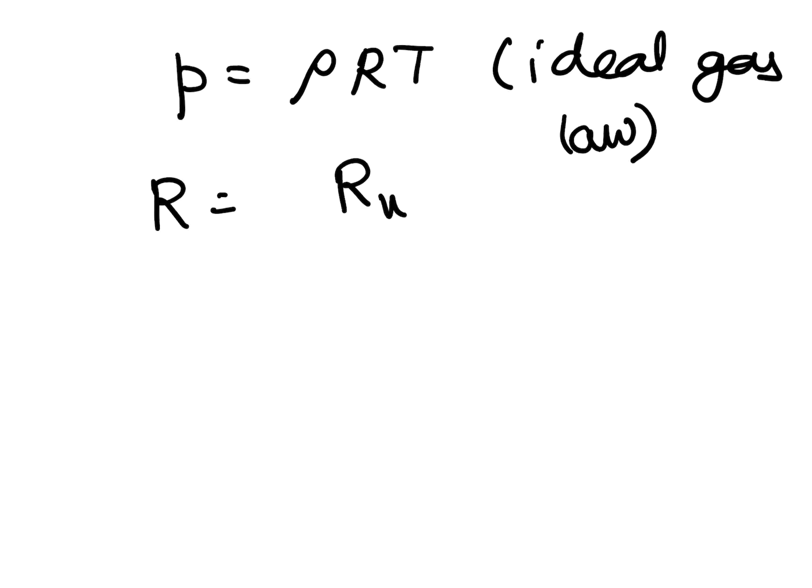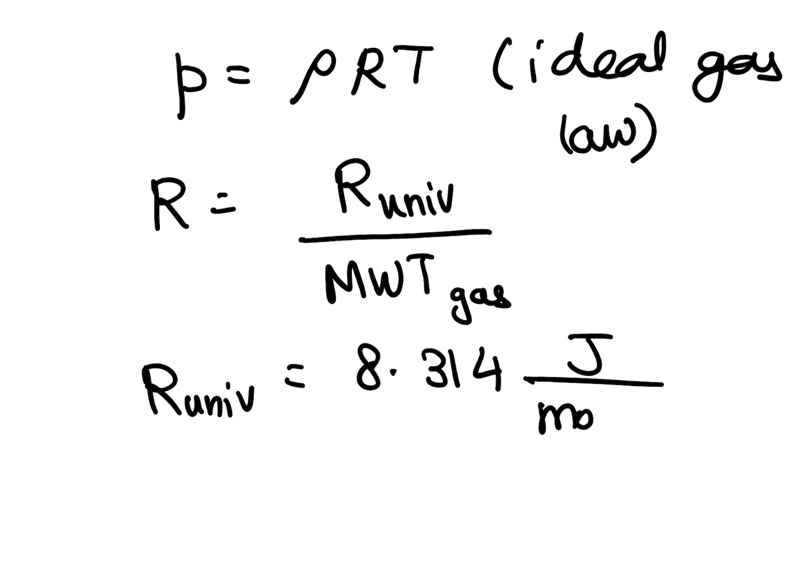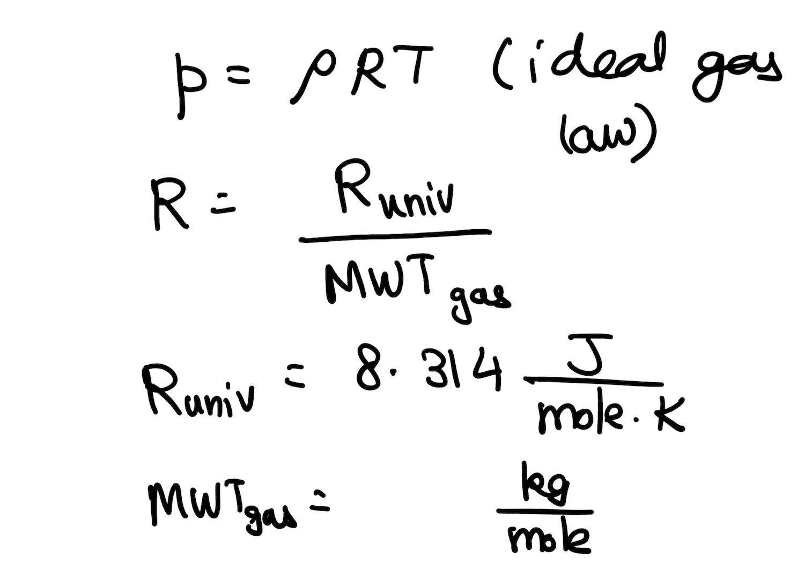R is defined as the universal gas constant divided by the molecular weight of the gas. R universal is 8.314 joules per mole per Kelvin, and molecular weight is usually expressed as kilograms per mole. Like for example, for nitrogen it's 0.028 kilograms per mole. For every gas it would differ.